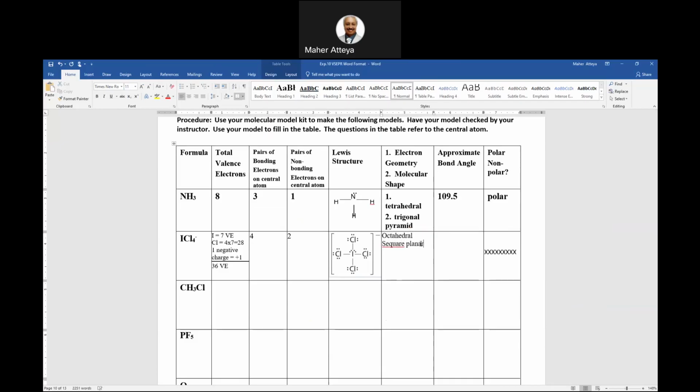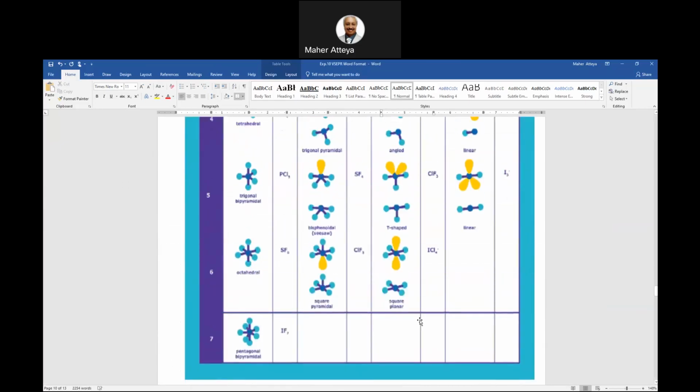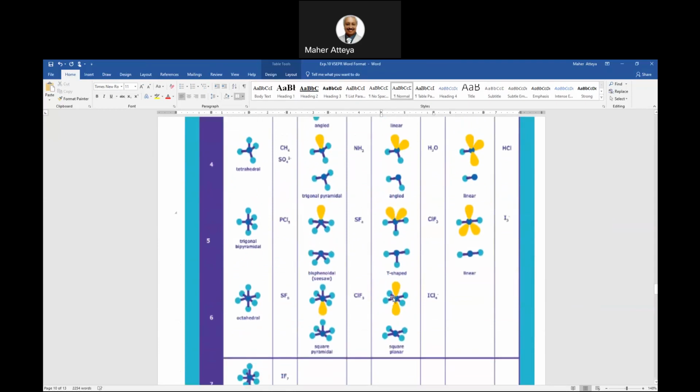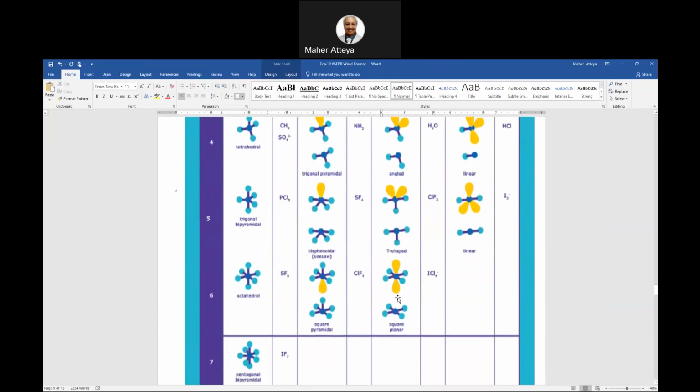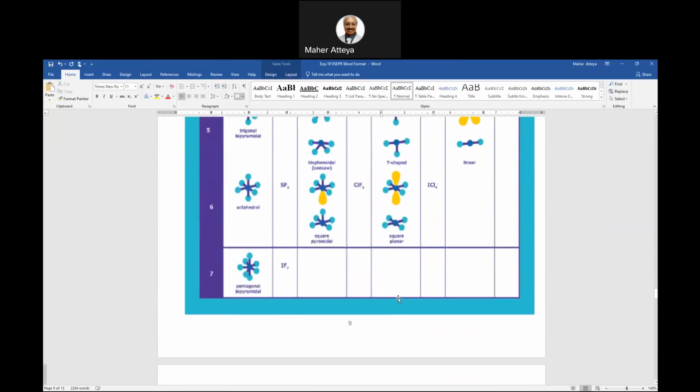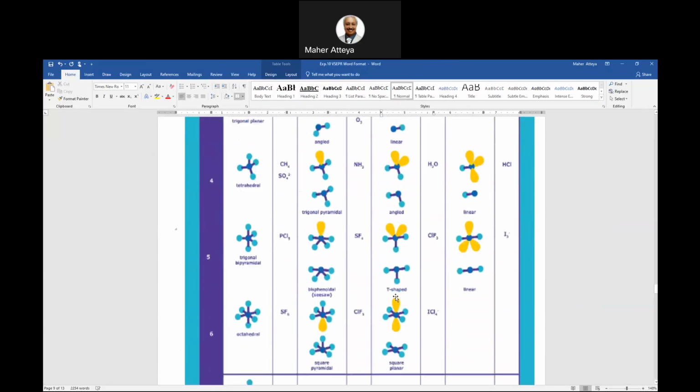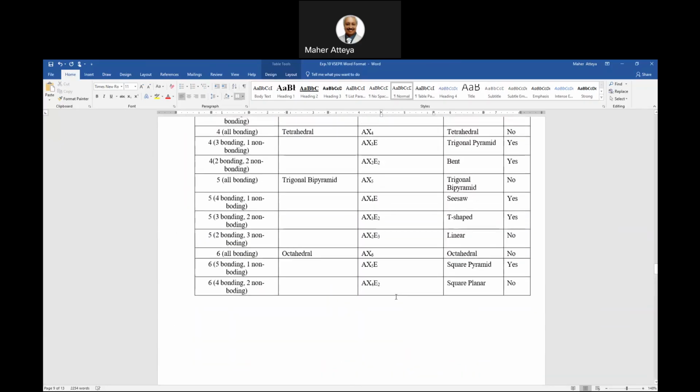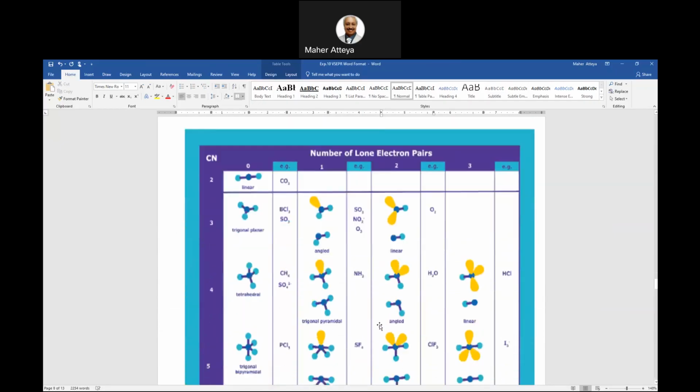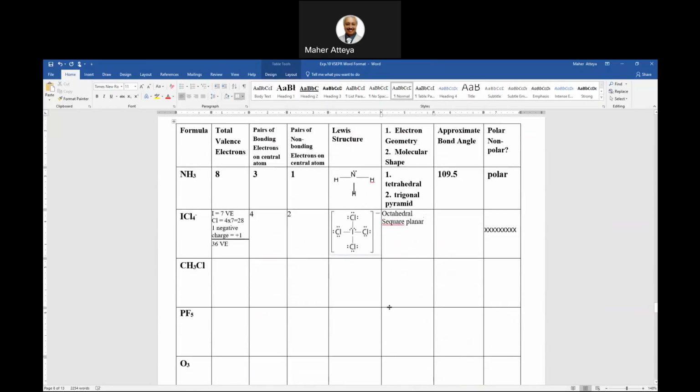So square planar. And if you look at the angle here, you will see that it's 90 degrees, like a square. All of these are 90 degrees. The molecular one, 90 degrees. The other one is totally different from there. We have number 6, octahedral. This just tells you in general, it does not tell you the whole thing. So it's 90 degrees.